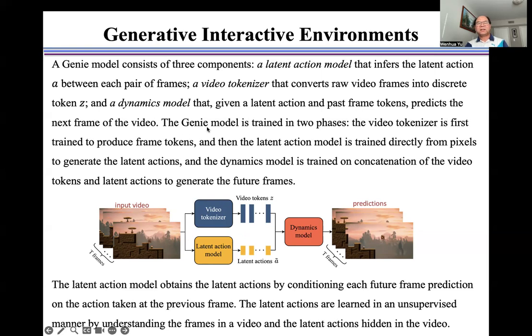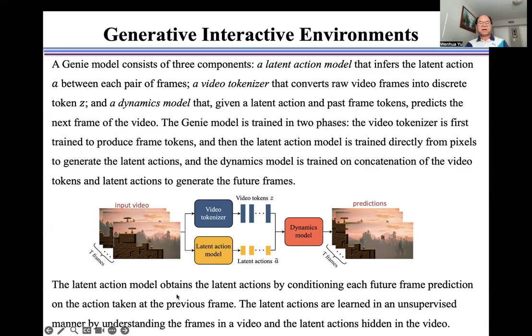The Genie model is trained in two phases. The video tokenizer is first trained to produce frame tokens as shown here. Then the latent action model is trained directly from pixels to generate the latent actions as shown here. And the dynamics model is trained on the concatenation of the video tokens and the latent actions to generate the future frames as shown here. This is the input video, these are the generations, this is the video tokenizer, this is the latent action model, and this is the dynamics model.